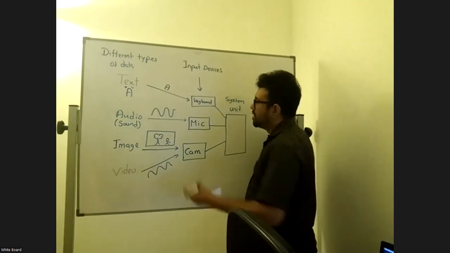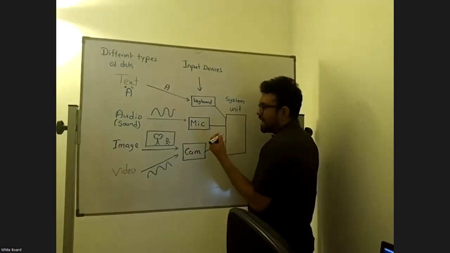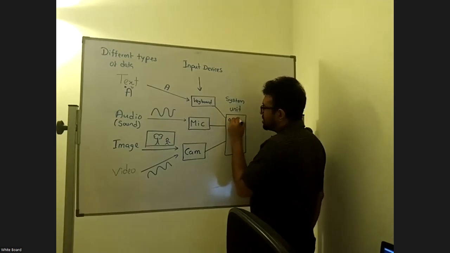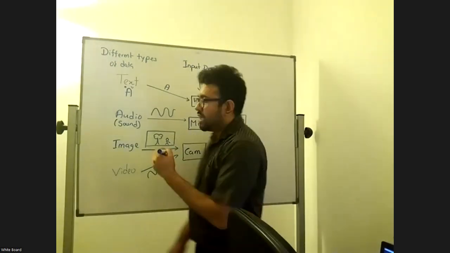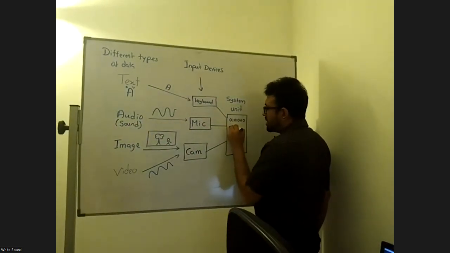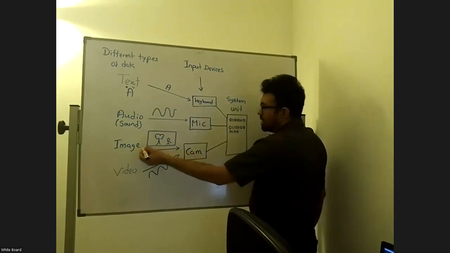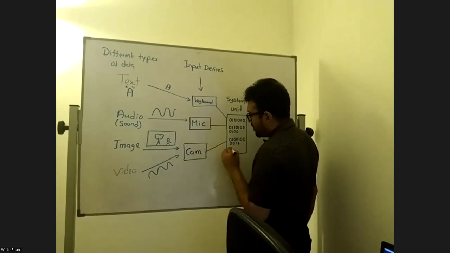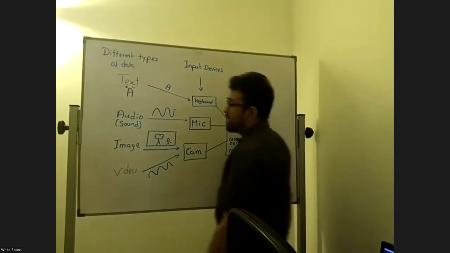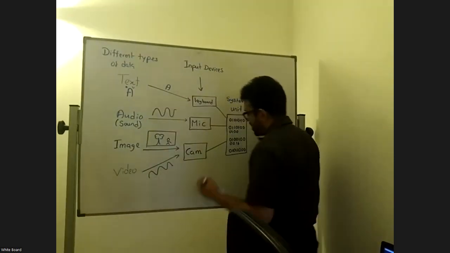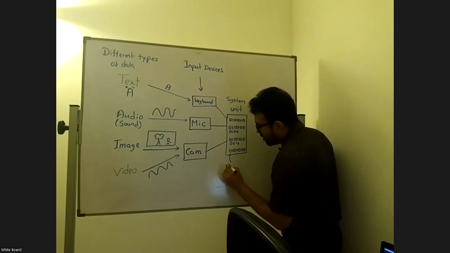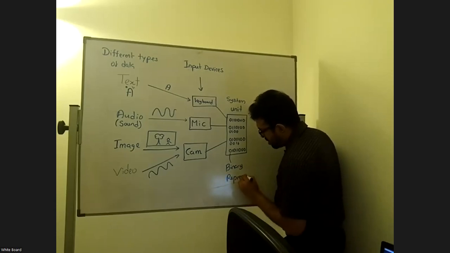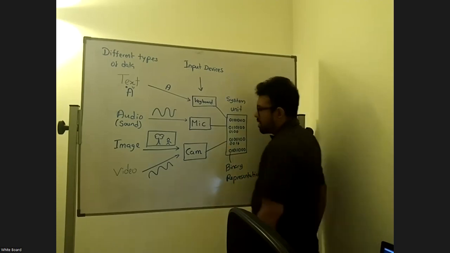What is this binary form? So this particular letter will be represented as a binary number inside, like this. So it is going to be a series of zeros and ones. And also this audio will also be represented inside the computer as a series of zeros and ones. And this image will also be represented as a series of zeros and ones. And this video also will be represented as a series of zeros and ones. And we call this the binary representation of data. And these zeros and ones are the binary representation.